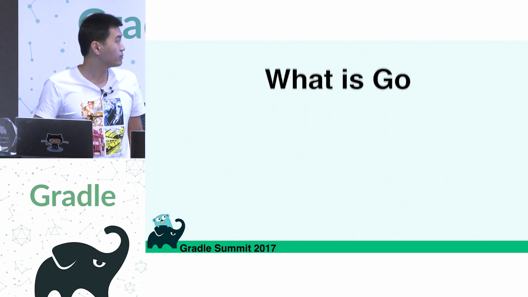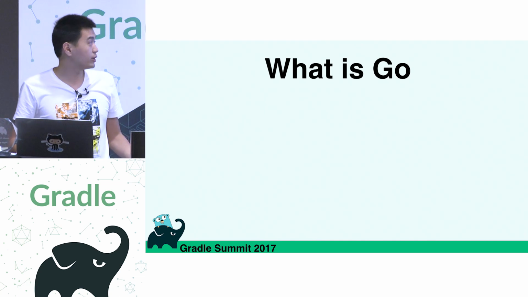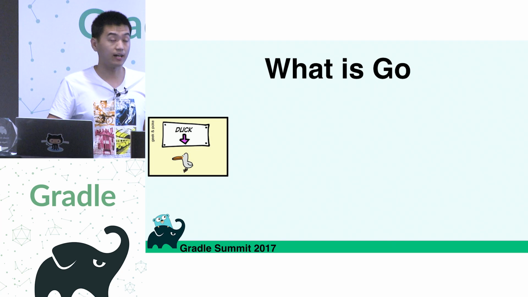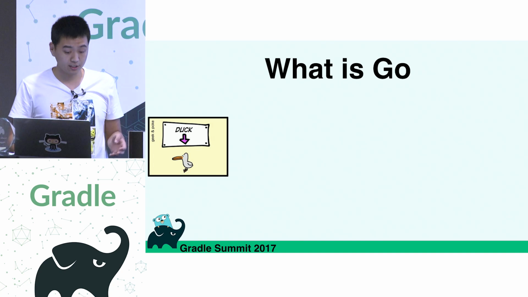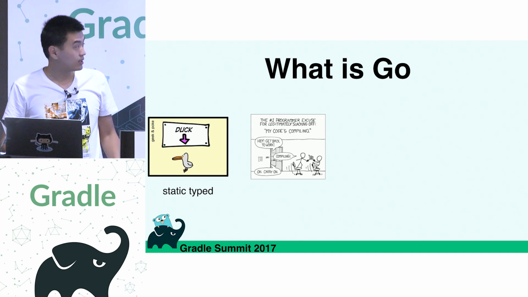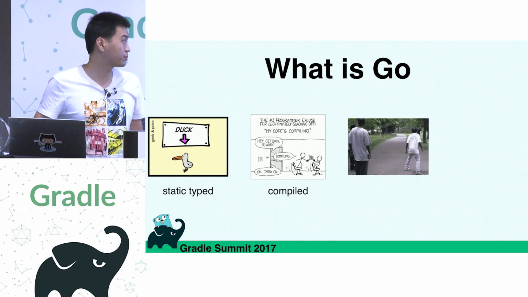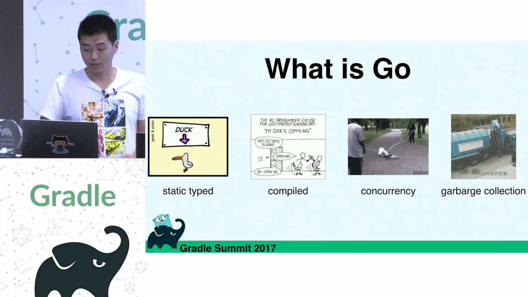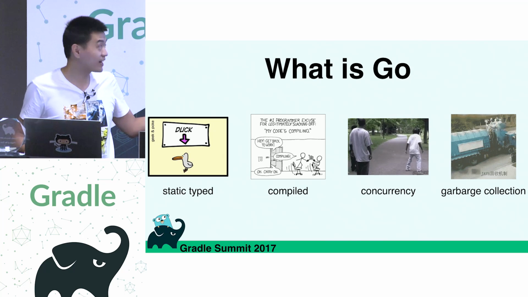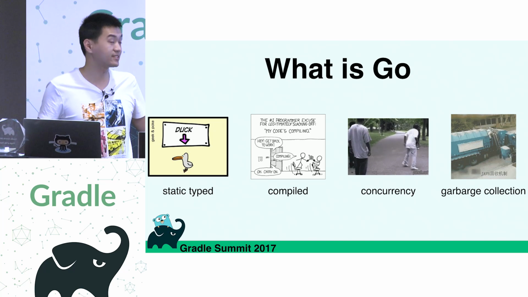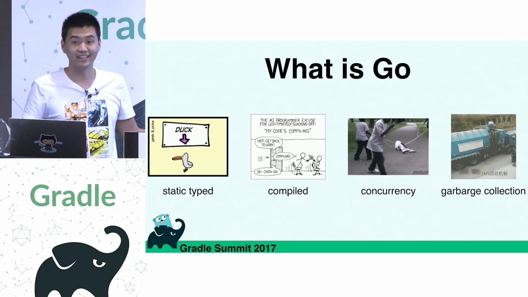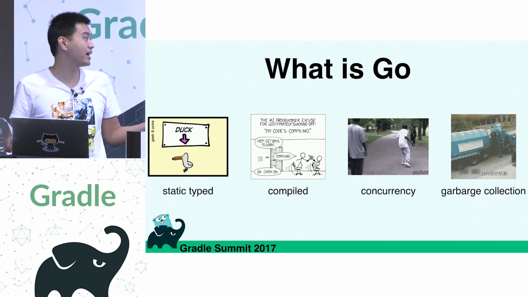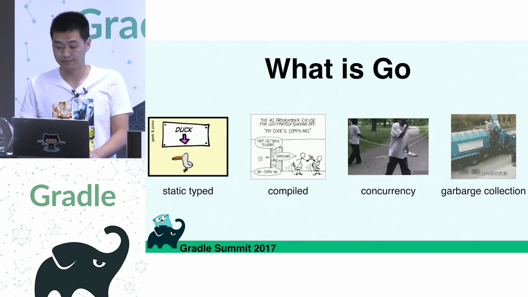Go is a programming language developed by Google and first released in 2009. It's a statically typed, compiled language with support for concurrency and garbage collection. Have you noticed that these four characteristics are exactly the same as Java? Yes, Go is pretty much like Java, but there are many differences we'll talk about later.